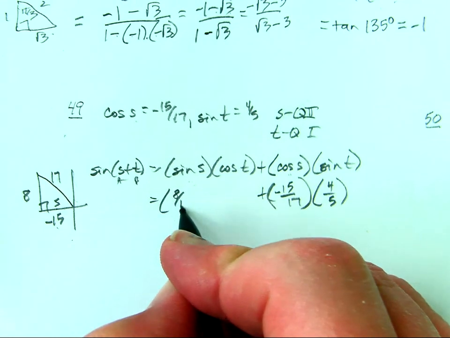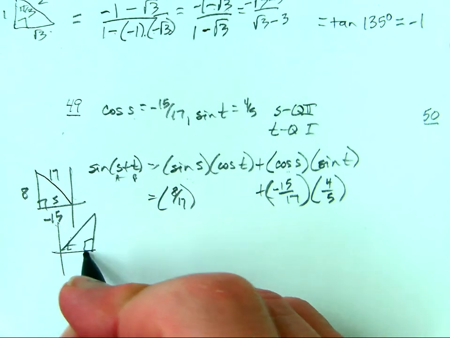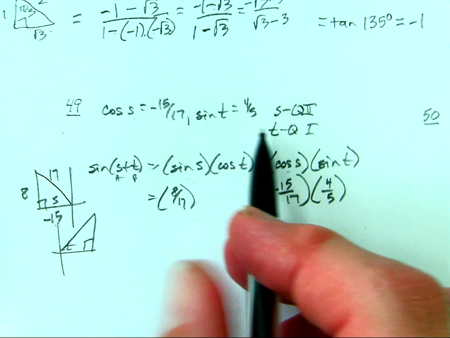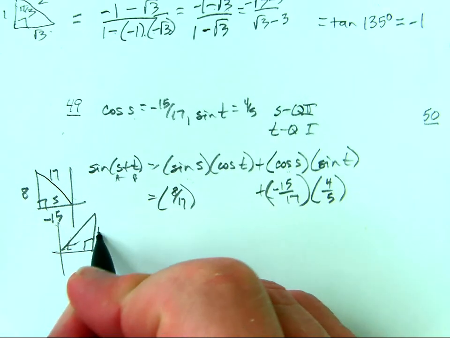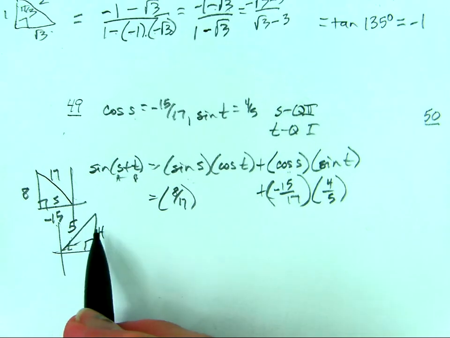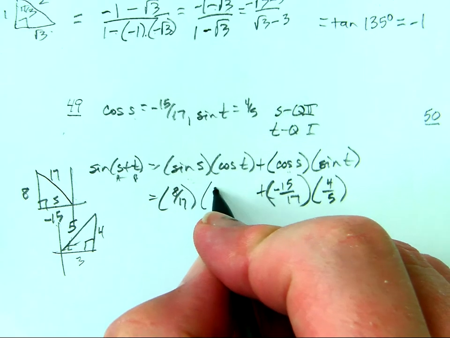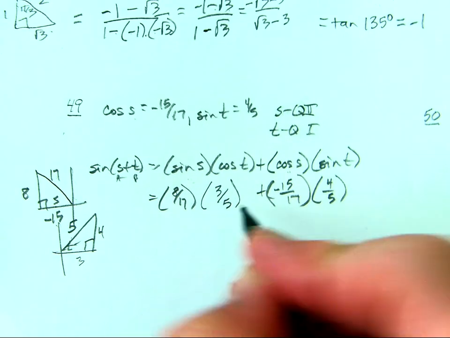And we need to say the same thing for t. Now it says t is in the first quadrant. So if we draw t over here in the first quadrant, it says the sine of t is 4/5. That means opposite is 4, hypotenuse is 5. 25 minus 16 is 9, so that side is 3. So the cosine of t is 3/5.